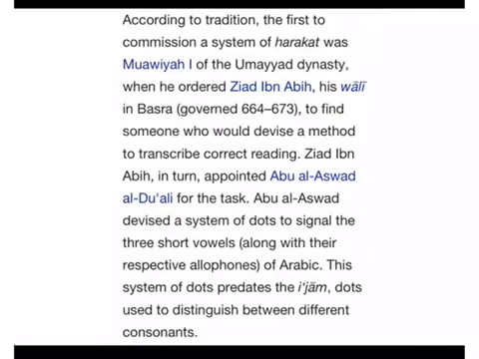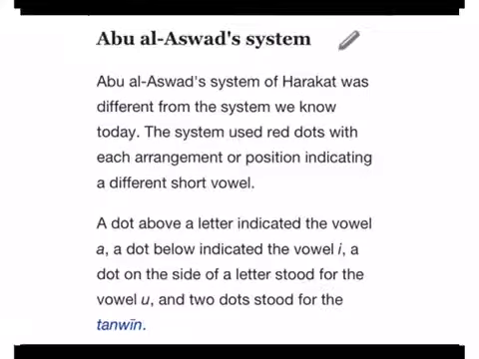Abul Aswad devised a system of dots to signal the 3 short vowels. This system of dots predates the ijam. Dots were used to distinguish between different consonants. Abul Aswad's system of harakat was different from the system we know today.